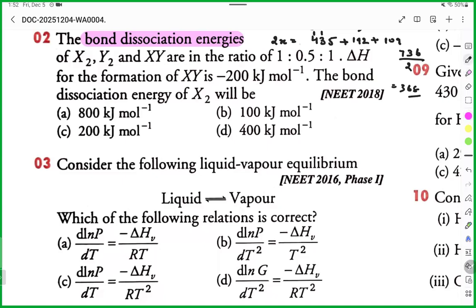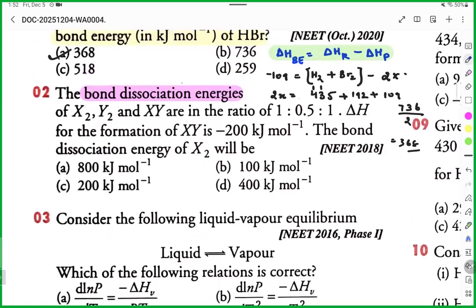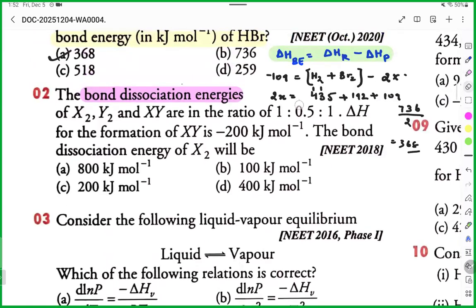So anybody got the answer? The method will be the same. First you have to write the reaction. X2 reacts with Y2 to form 2XY. Right? Yes sir, X2 reacts with Y2 to give 2XY after balancing. There is a 2 on both sides, right? Yes.